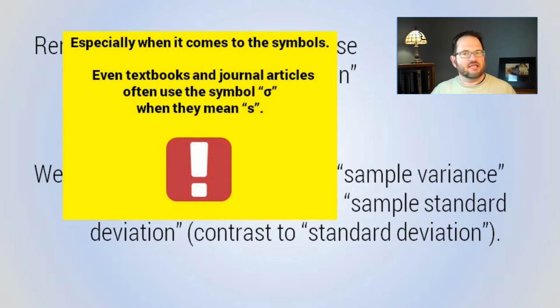It's very common, even in scientific journals or textbooks or lectures, for people to use the symbol sigma, which is the variance. Well, sigma is actually the standard deviation, sigma squared being the variance, when they really mean S for sample standard deviation, or S squared when they mean sample variance. So watch out for that.